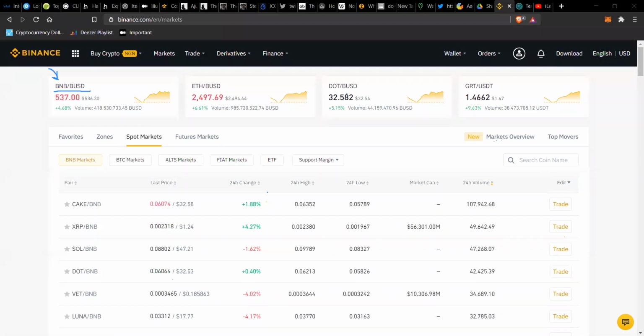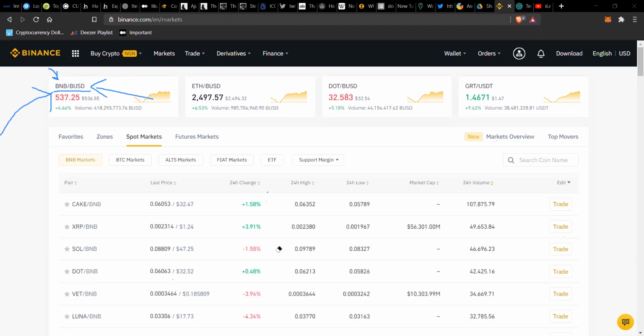So you need to take note of that. Here you have BNB, which is the Binance coin. Now, what this means is BNB is paired against BUSD. So if I would like to buy BNB, this means that I am buying BNB with BUSD. So take note of this. When you have BNB slash BUSD, this means that I'm buying this asset with this. So this is paired against this.